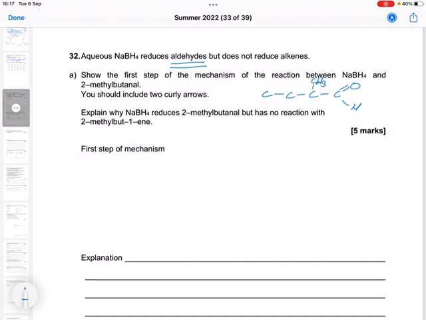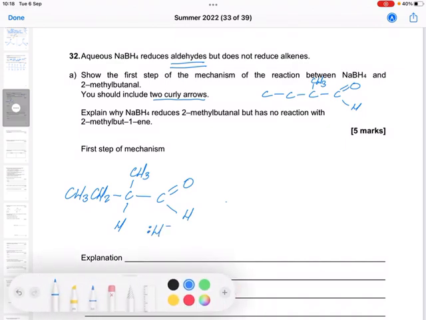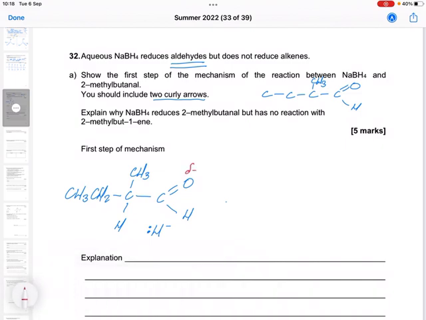Okay, so first step of the mechanism, I need to include 2 curly arrows. All right, so let's start with that bit first. So CH3, CH2, C, CH3, H, and then this is where the mechanism is going to occur. Now, NaBH4 is a source of H- ions, so there's my lone pair on there. Always a good idea to put dipoles on so that you can see what's attracting what. So the hydrogen is negatively charged, the carbon is positively charged.